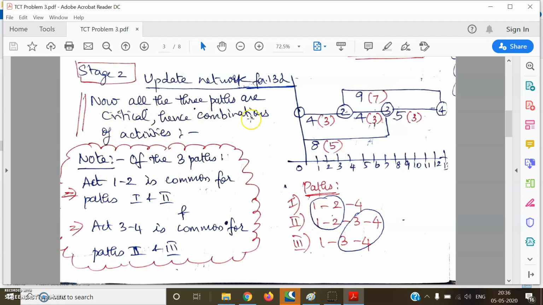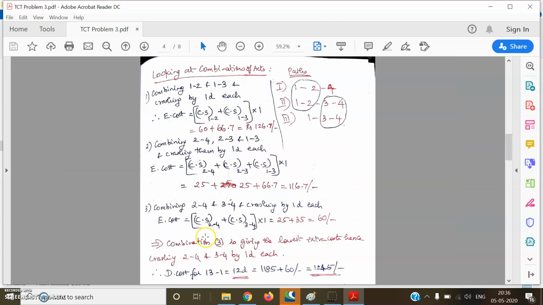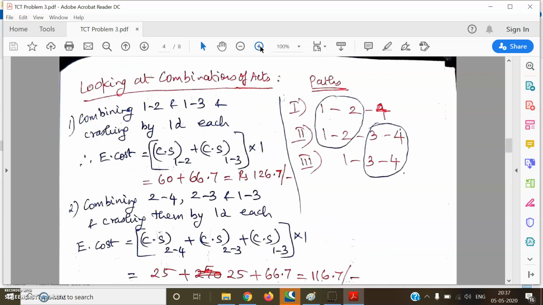All the 3 paths are critical. Hence, we have to go for combinations. We have to look at combinations and we have to retain all the 3 paths as critical till the end of the crashing process. I've written here that activity 1, 2 is common for the first and second path, and activity 3, 4 is common for second and third path. Next, we'll move on to looking at combinations of activities.